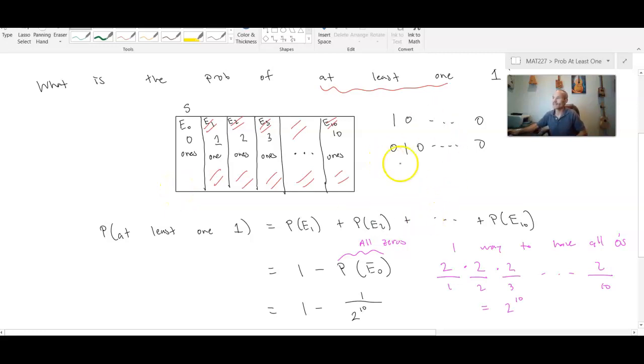And we could do the same thing, like I said, if you wanted to know the probability of at least 2 ones. In that case, this region corresponding to 1 wouldn't be shaded, so you would need to calculate the probability of this region and of this region, add them together, and subtract that from 1.